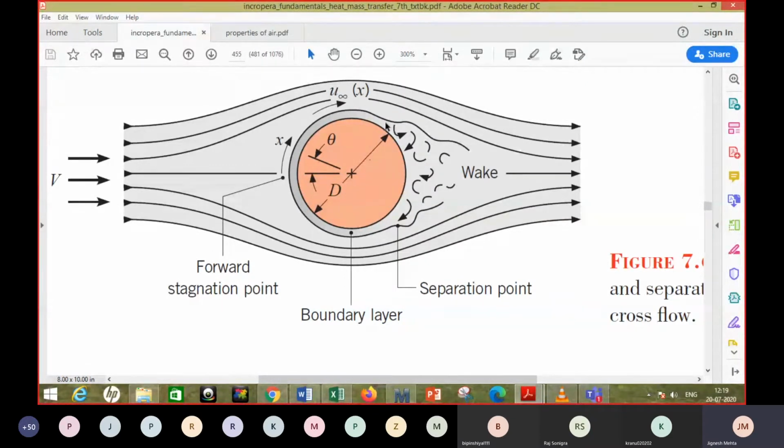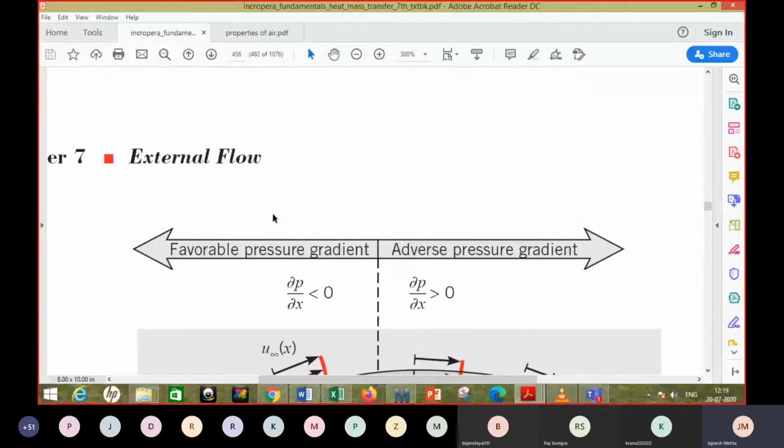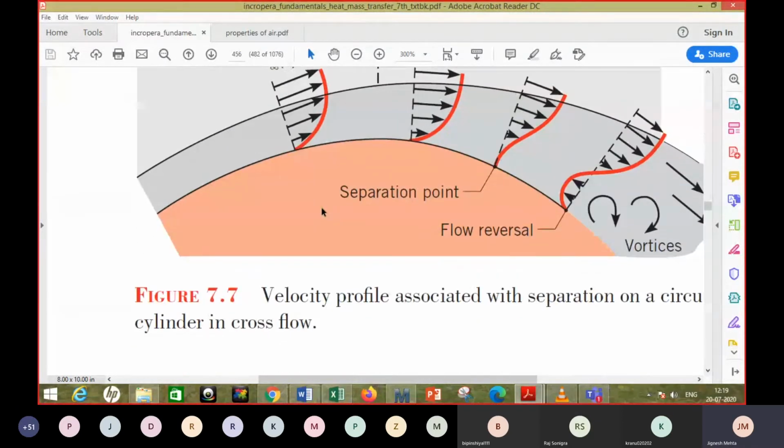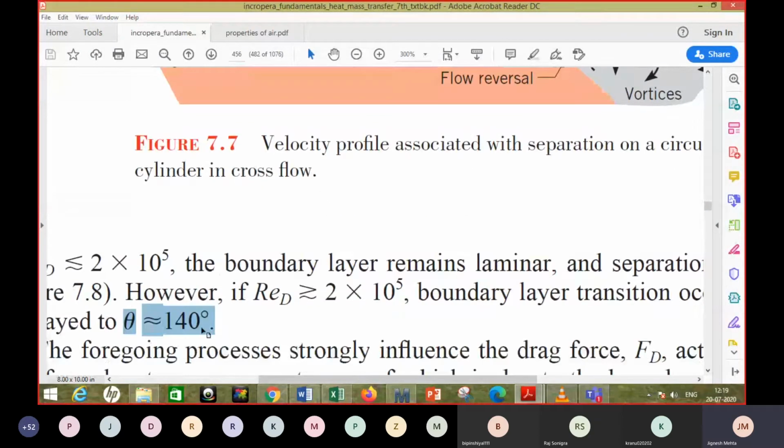So that is about 40 degrees before the end point of the cylinder, the point just opposite of the forward stagnation point, which is 180 degrees. So 40 degrees before that, the flow separation takes place if the flow is, I'm sorry, if the flow is turbulent. If the flow is turbulent, this theta is at 140 degrees, but if the flow is laminar, then the separation takes place much earlier, right? Separation takes place much earlier.